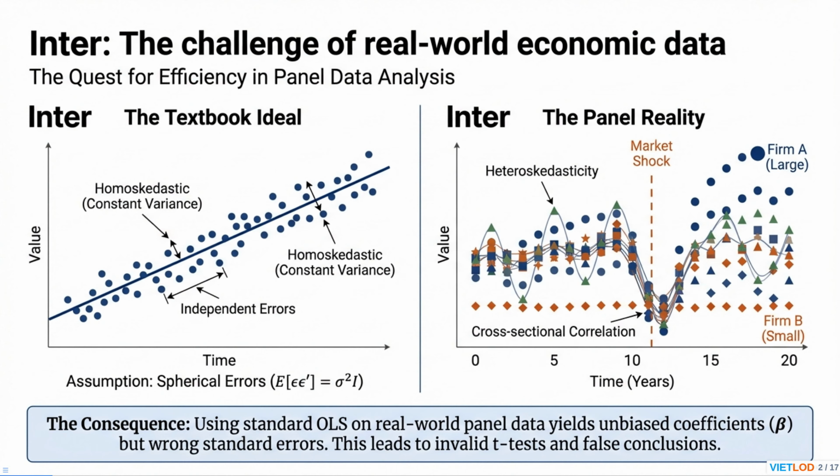The critical consequence of these real-world complexities is that while using standard ordinary least squares, or OLS, may still yield unbiased coefficients, the calculated standard errors will be incorrect. This inaccuracy invalidates our t-tests and can lead to false conclusions about the statistical significance of our variables.